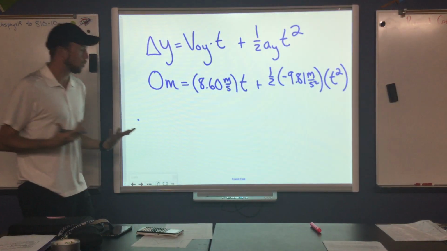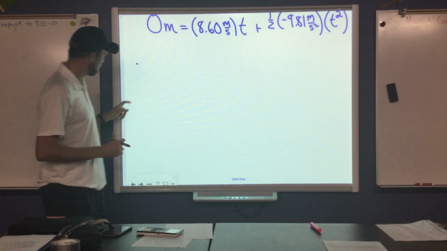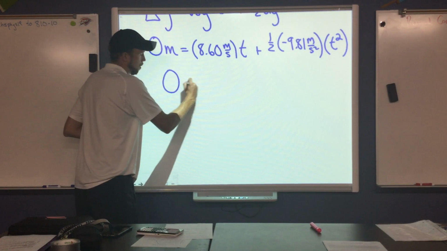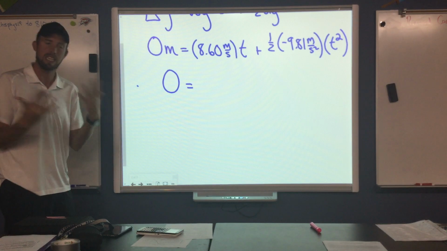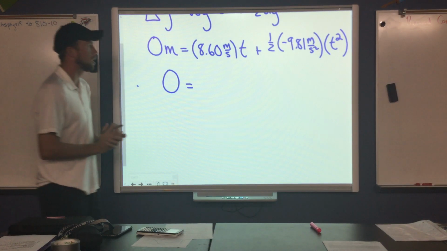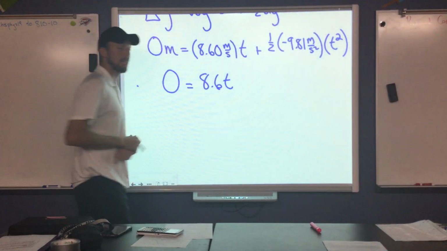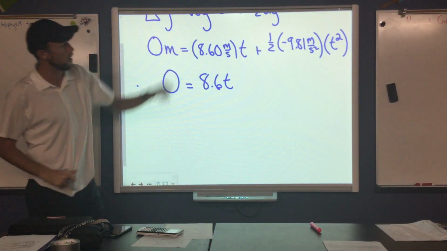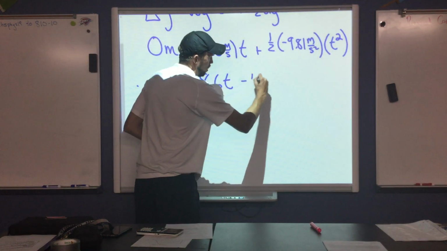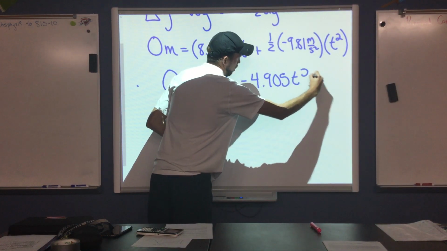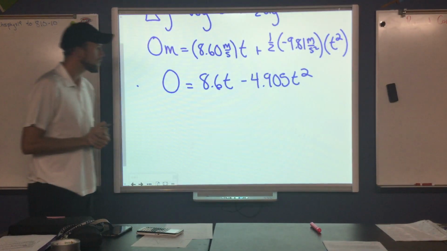So now we'll multiply through anything that we can and simplify our equation down. So 0, nothing we can do with that, we'll leave it at 0. We're going to take the units out so we can just deal with the numerical values here. 8.6 times t just gives me 8.6t. 1/2 times negative 9.81 gives me negative 4.905 t squared.